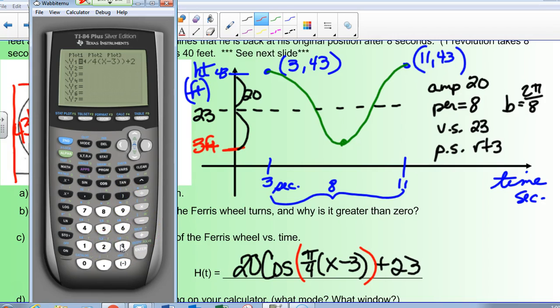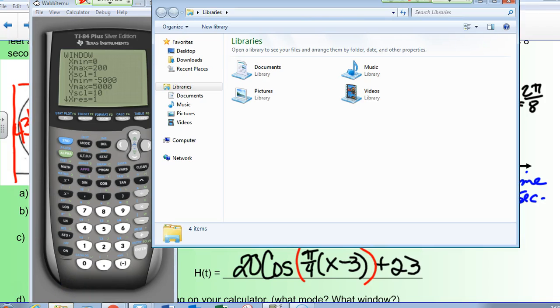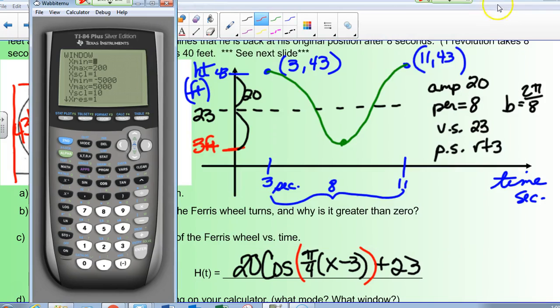Okay, what's an appropriate window? We just drew a sketch. What window did we use? We want a max and min on our Y. The Y max and min need to go at least 3 to 43. I think I'll go 0 to 50.